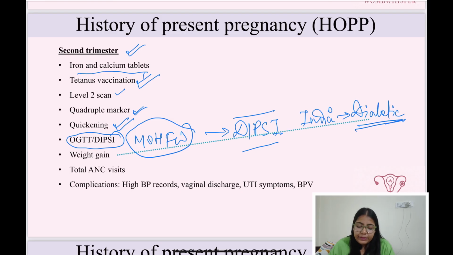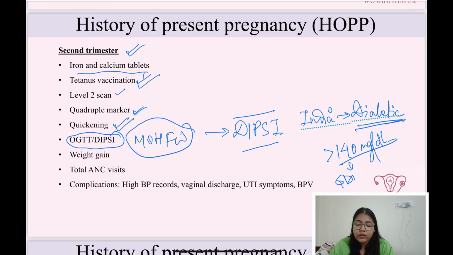What we do in DIPSI is give 75 gram oral glucose to the patient irrespective of her fasting status, and after 2 hours we check the blood sugar. If the value is more than 140 milligram per dl, then she is labeled as gestational diabetes mellitus. Other guidelines like WHO or the Indian Association of Diabetes in Pregnancy group recommend OGTT.